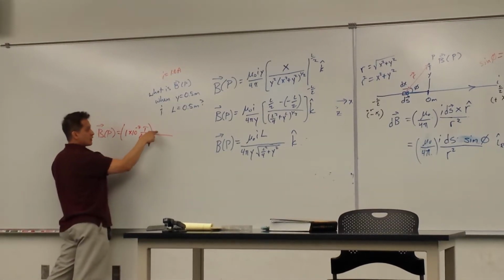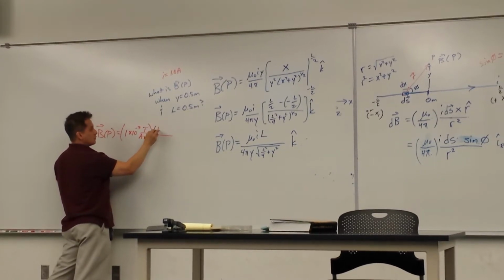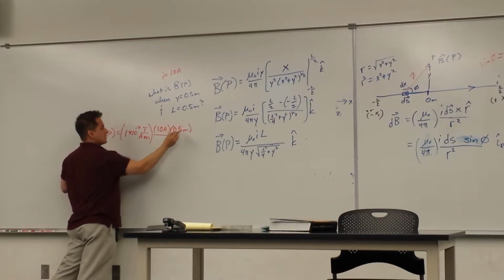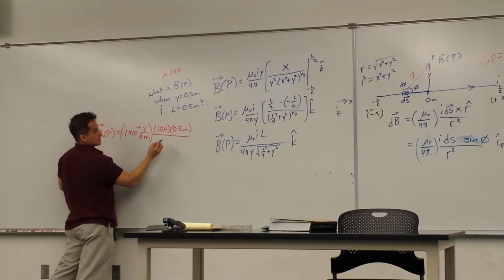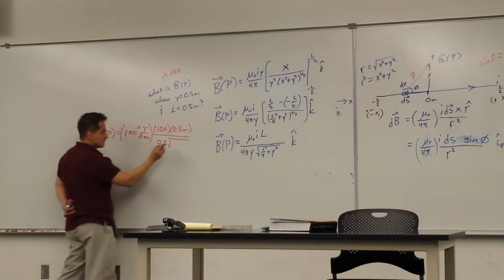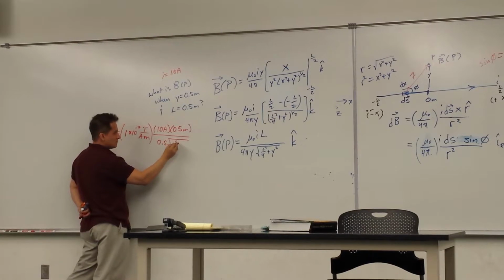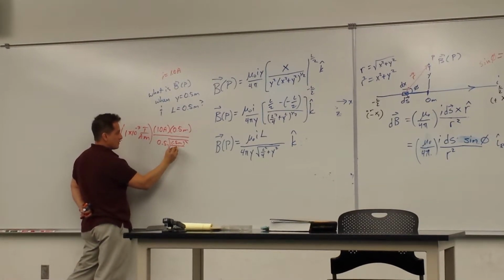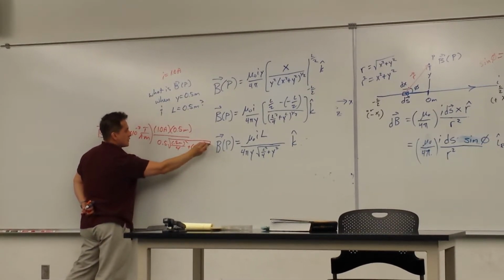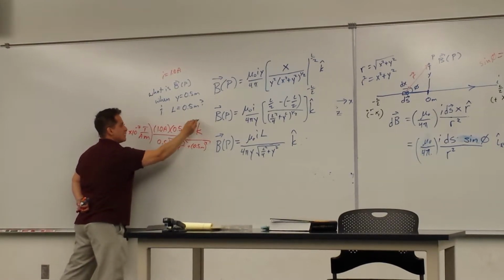So now we have a current of 1 ampere, a length of wire of 0.5 meters, and a distance of 0.5 meters. The 4's go away, but I'm left with 0.5 times the square root of 0.5 meters squared over 4 plus 0.5 meters squared. I take the square root of all that, and that would be in the k direction.